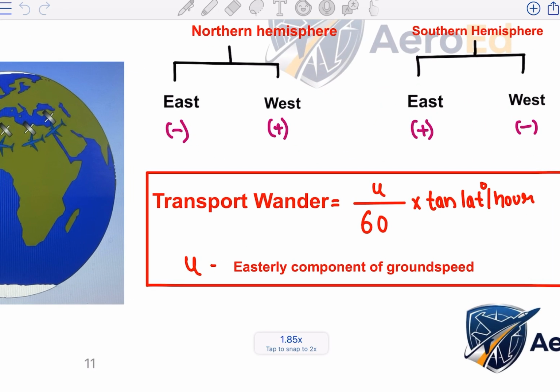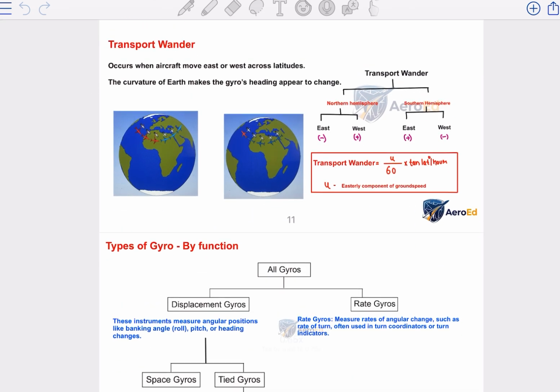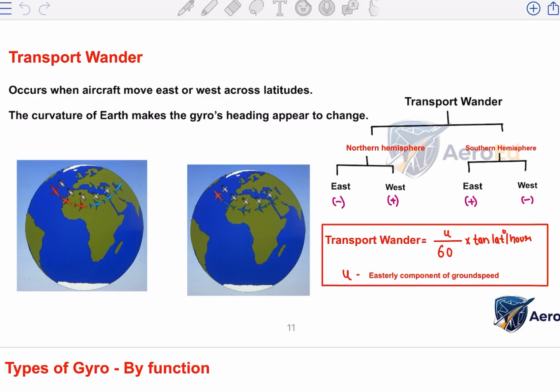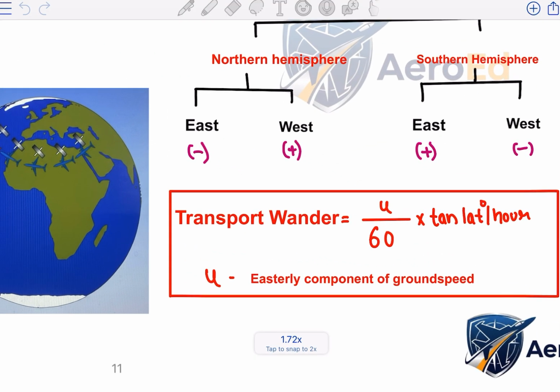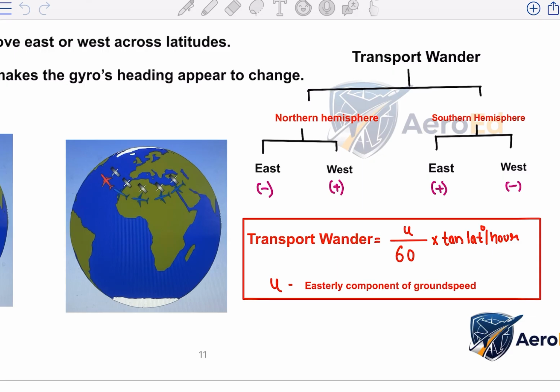So what is the formula of transport wander? The formula of transport wander is the easterly component of the ground speed divided by 60, times tan latitude, per hour. You have to learn this. So we can say that the faster you travel or the further from the equator you are, the stronger the effect of transport wander. Because at the equator, tan 0 degrees is 0, so there will be no effect. But as we go further from the equator, the effect becomes stronger.